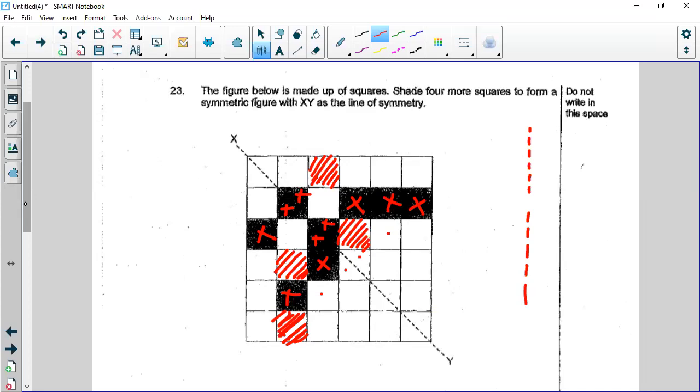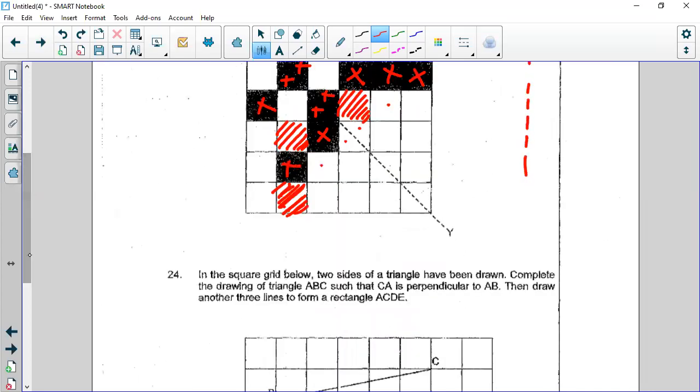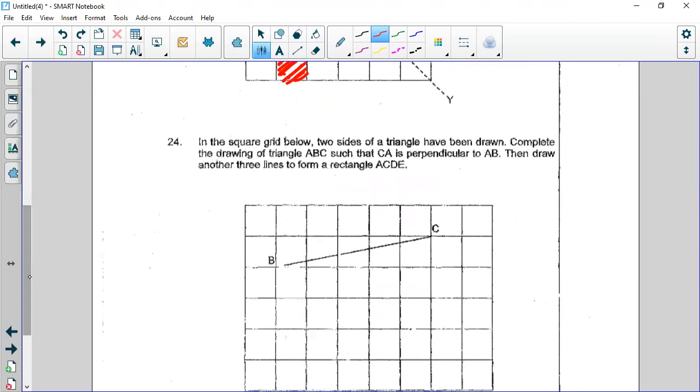Question 24. Now this one is a little hard already. Where's the line? The line is here. The line is given to you. Two sides of a triangle have been drawn. Mr. Ong only sees one side. There's only one side. Complete the drawing of triangle ABC such that CA is perpendicular to AB. If you don't know how to draw, you need to draw a rough sketch. Remember, Mr. Ong told you, if you don't know how to draw, you do a rough sketch.